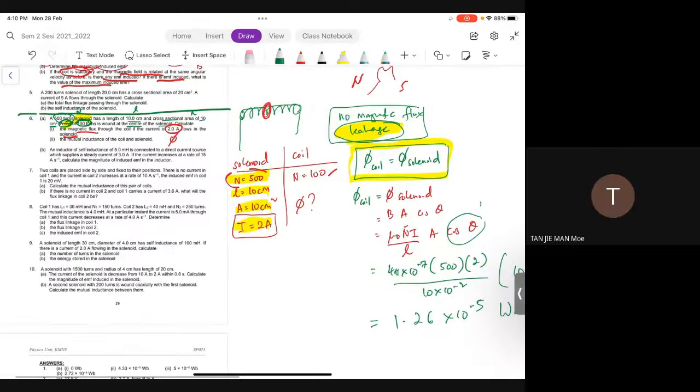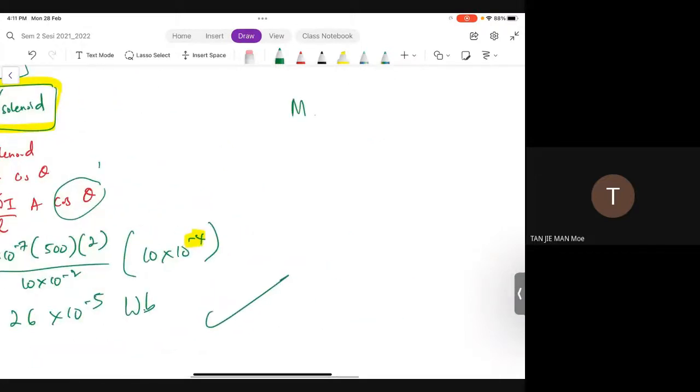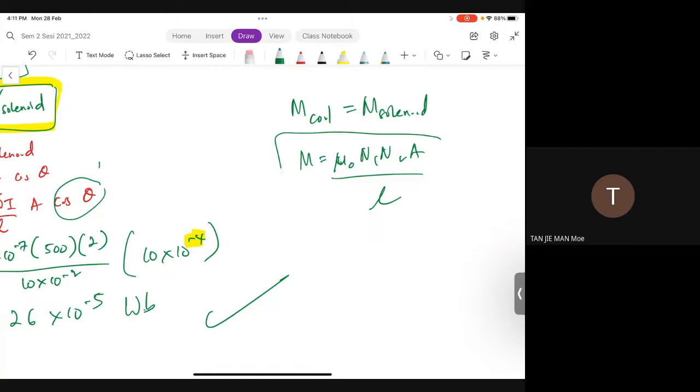Boleh madam. Okay, number 2, they ask you to calculate mutual inductance of the coil and solenoid. So we want to find M. Mutual inductance for coil actually equals to the mutual inductance for solenoid. Dia adalah sama sahaja. So kita boleh guna for M. Banyak formula M, tapi ada satu formula M iaitu mu naught N1 N2 A over L. So you boleh guna teruslah formula ni. M tak kisahlah solenoid ke coil.